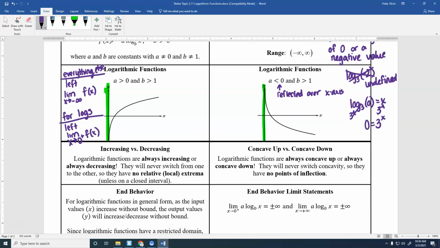Now, that number for 0 can change if your graph has been shifted left or right, because then you are going to have a different vertical asymptote. So that 0 is whatever your vertical asymptote is. It's a plus, showing us that it's from the right side, if f of x is any type of log function.